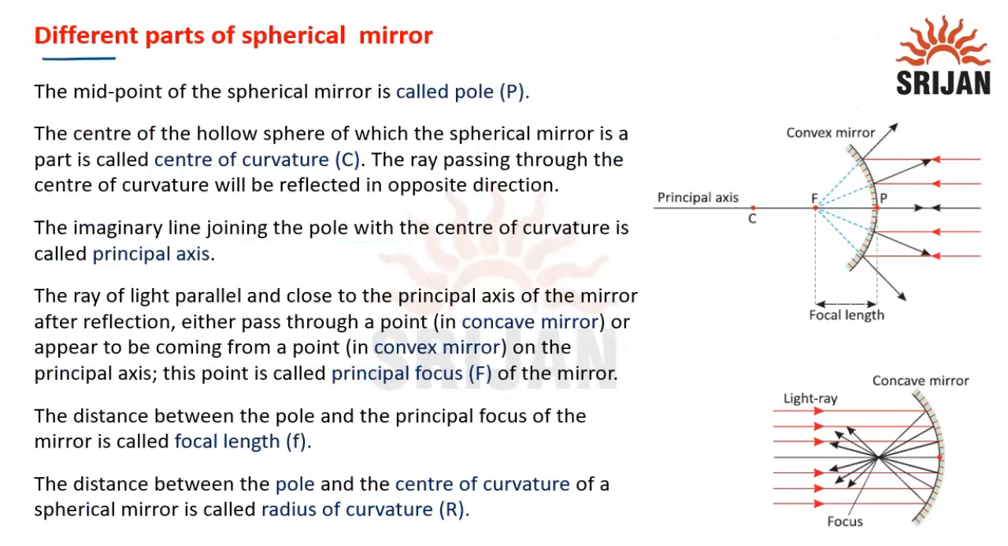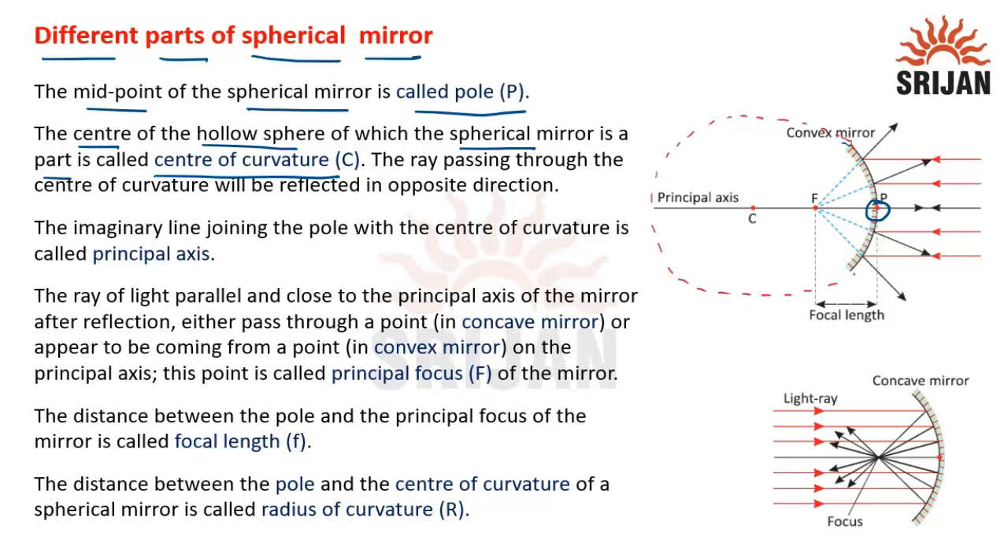Now, different parts of a spherical mirror. The midpoint of a spherical mirror is called a pole. So we can say that this is the mid part. So this is the pole and is denoted with P. Now, the center of the hollow sphere of which the spherical mirror is a part is called the center of curvature, C. For example, this mirror would be part of some sphere and the center of the sphere is the center of curvature, that is C.